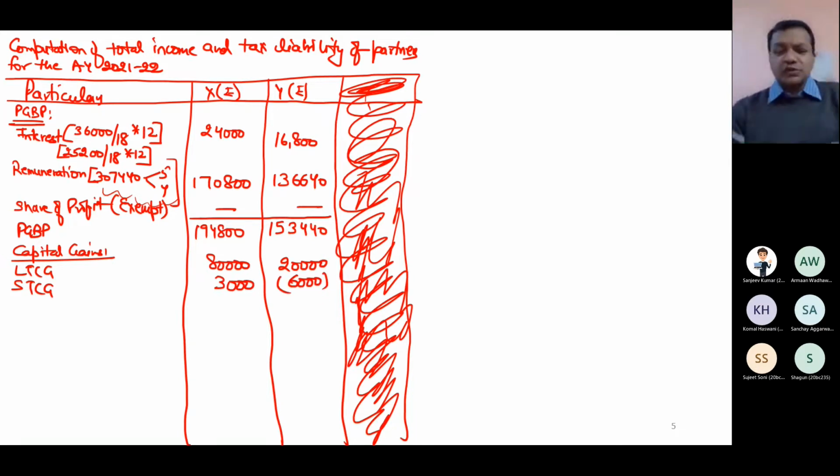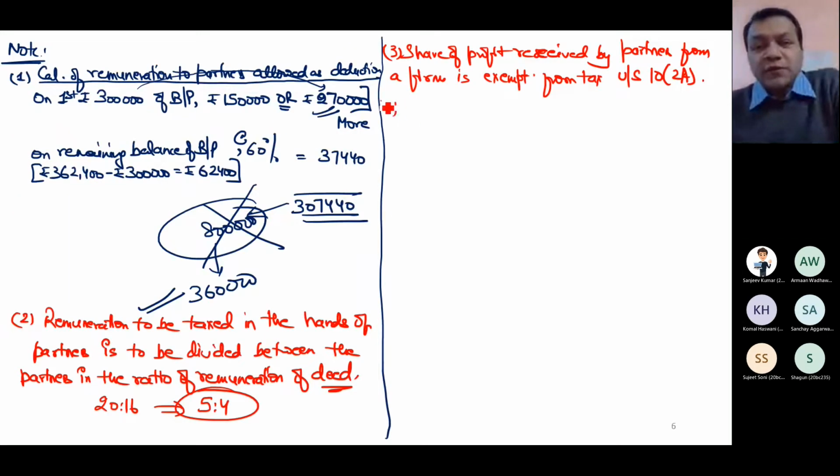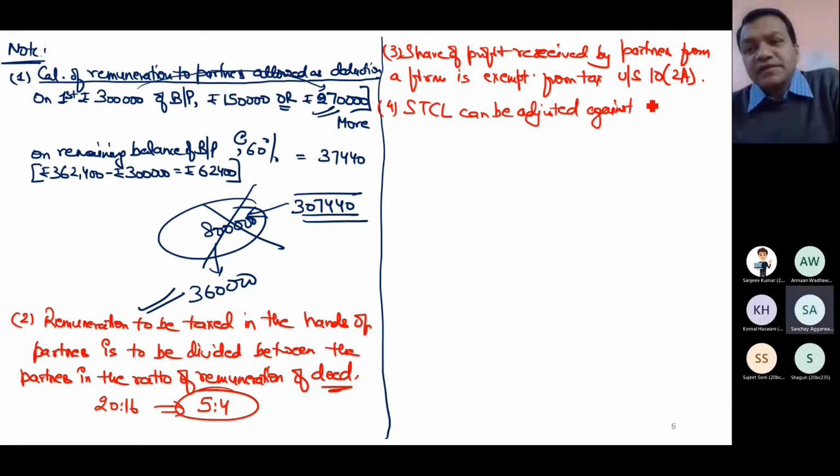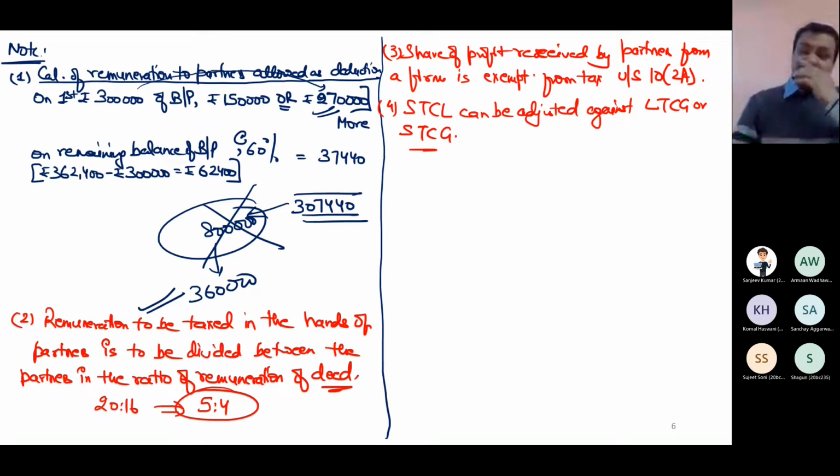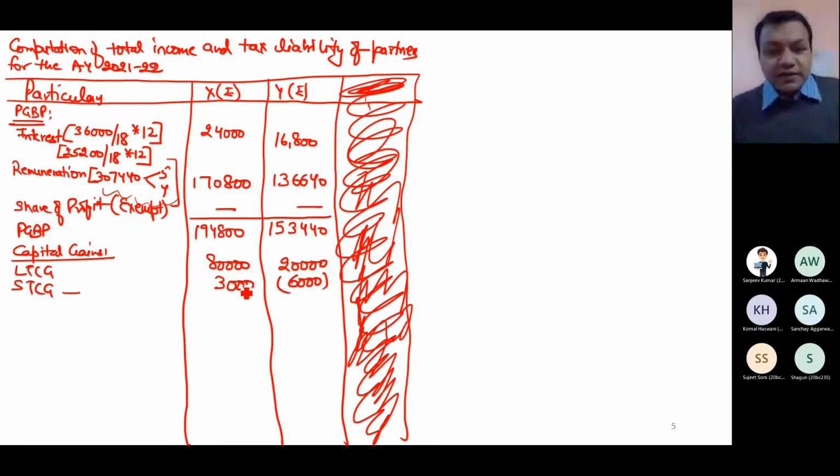Will we write 6,000 here? This is my question. Can we write 6,000 here? Yes. Now I'm applying the rules of set off and carry forward. Short term capital loss can be adjusted against, do you remember, the same head. That means against LTCG or STCG, it is my choice. I can first claim it towards any of these two, whether long term or short term. So it depends on my tax planning what I want to do. That is why I'm writing it here, because I know that it will be adjusted against above long term gain. So this is my note 4.